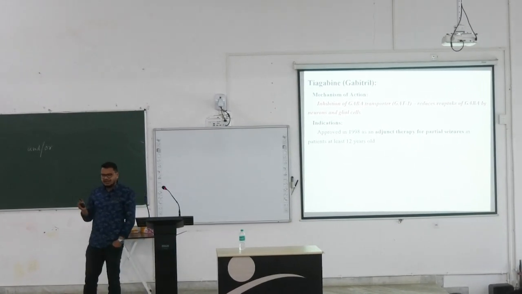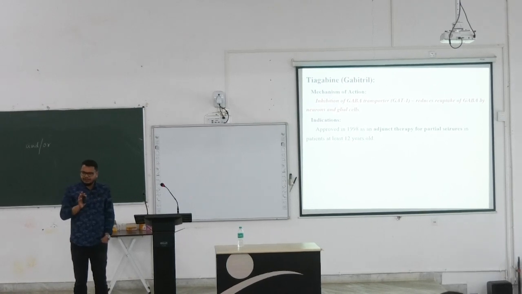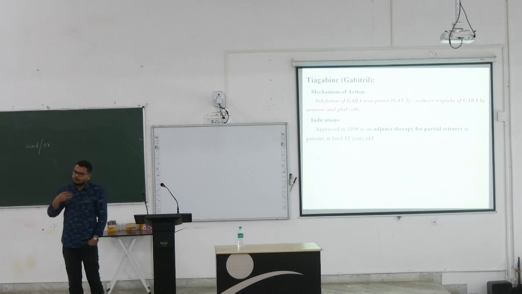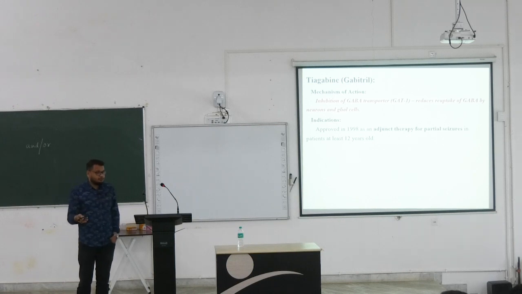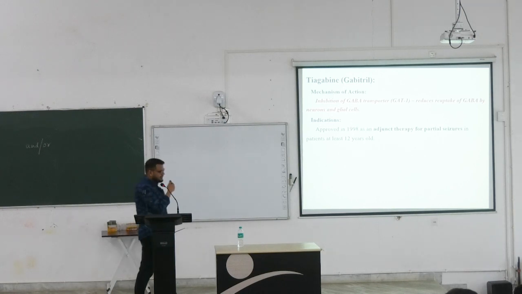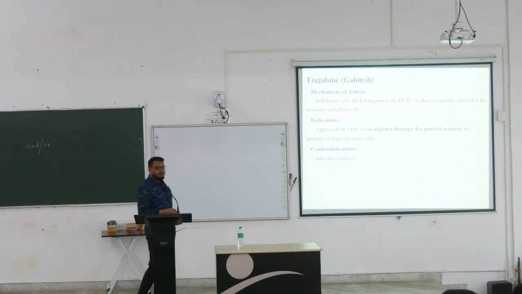Partial seizure, a patient comes, you have to give carbamazepine or sodium valproate. If it controls the seizure, no problem. You tell the patient to continue this drug and come after 1 or 2 years. If it does not control, then you have to add drugs like this. For example, you can add topiramate, tiagabine, gabapentin. These are adjuncts. Contraindications: don't give in absence seizure.